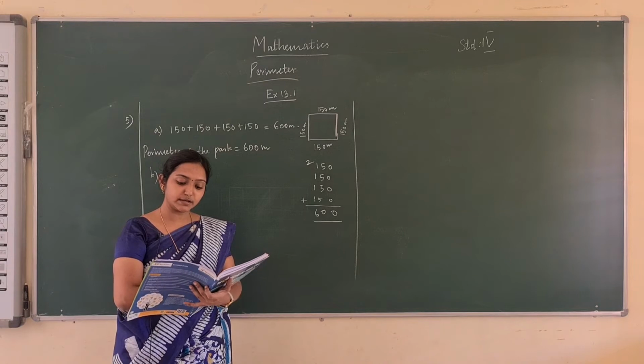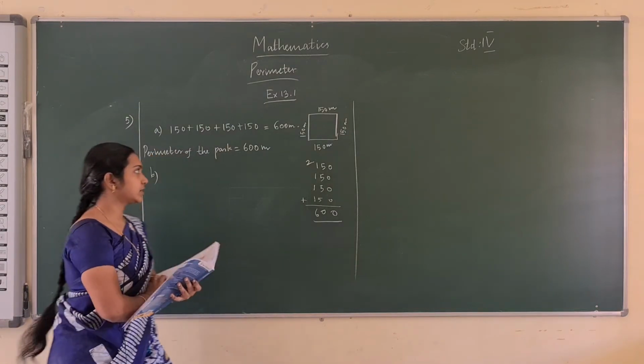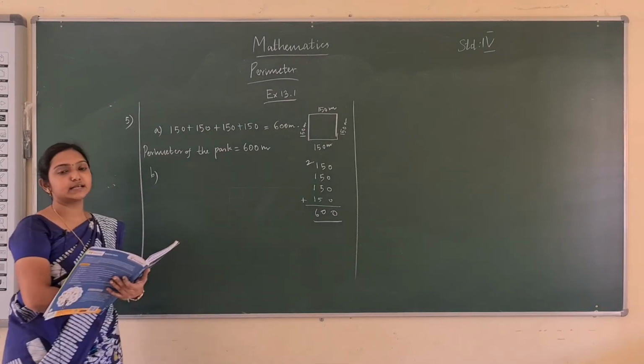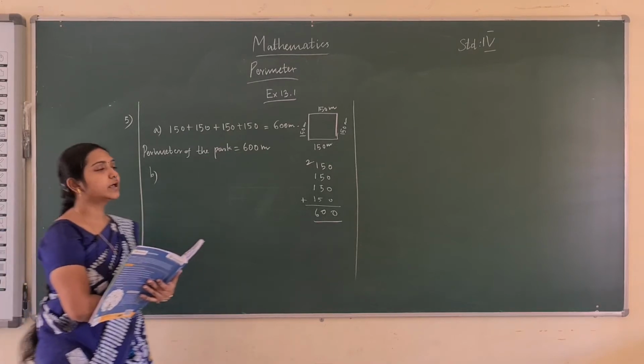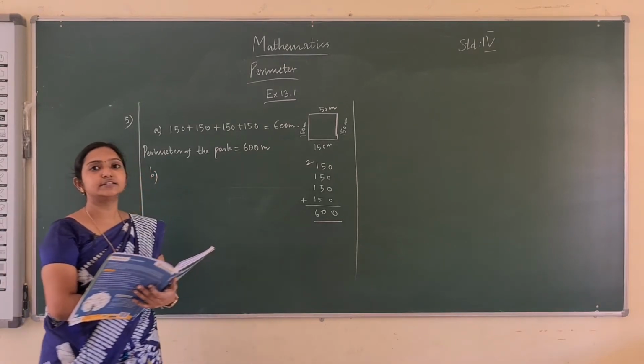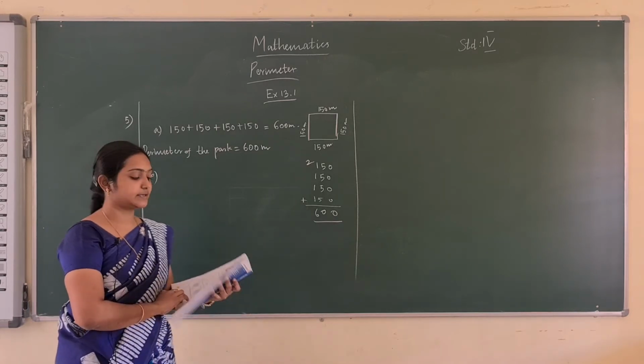Is there a quicker way to find the perimeter of the square park? Yes, there is a quicker way because the park is a square. So, the perimeter of the square is 4 times the side. If we multiply the side of the park by 4, we will get the perimeter.